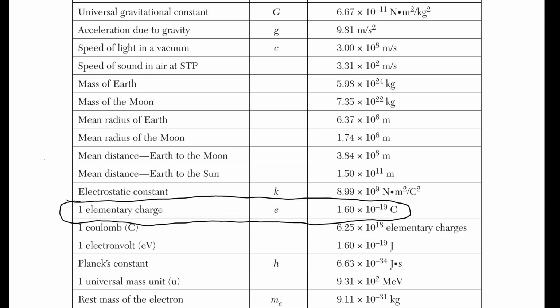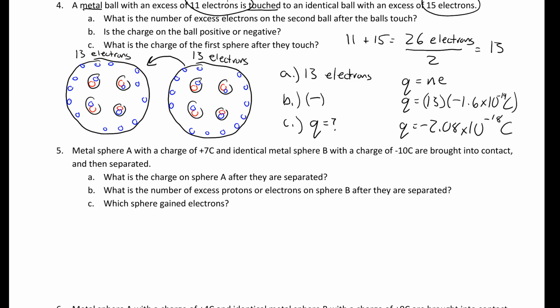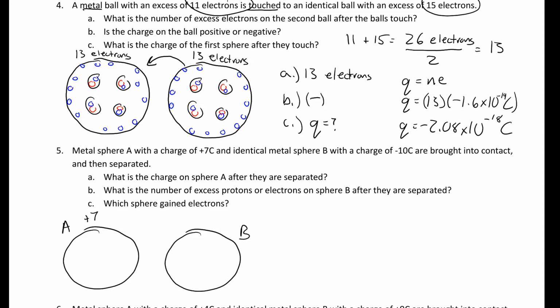All right, let's go see the next problem. Number 5 says: metal sphere A with a charge of positive 7 coulombs and an identical metal sphere B with a charge of negative 10 coulombs are brought into contact and then separated. What is the charge of sphere A after they're separated? So you have your two spheres, and sphere A has a charge of positive 7 coulombs. Sphere B has a charge of negative 10 coulombs.